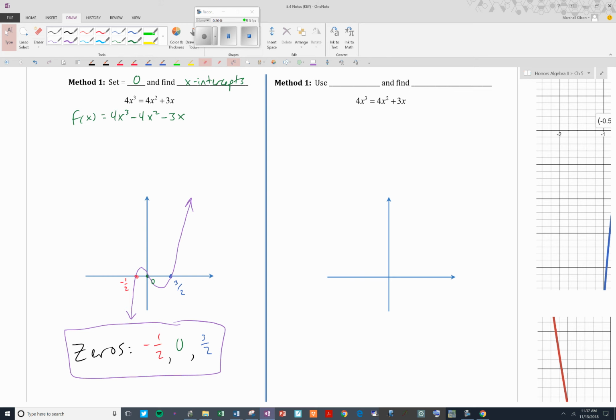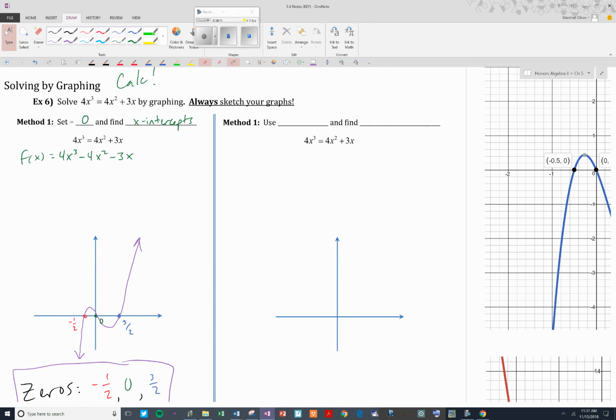The second method is going to be to use two graphs or two curves and find the intersections of those two curves. We are looking for the x values of the intersections. Okay, so I'm going to graph both of these. I'm going to graph this guy here. I have a different color. I'm going to graph that guy, and I'm going to graph that guy. So I'm going to put this in as y sub 1. I'm going to put this in as y sub 2. So let's go ahead and do that.